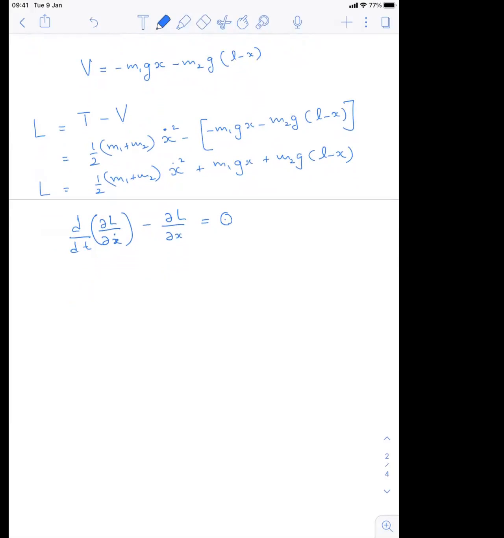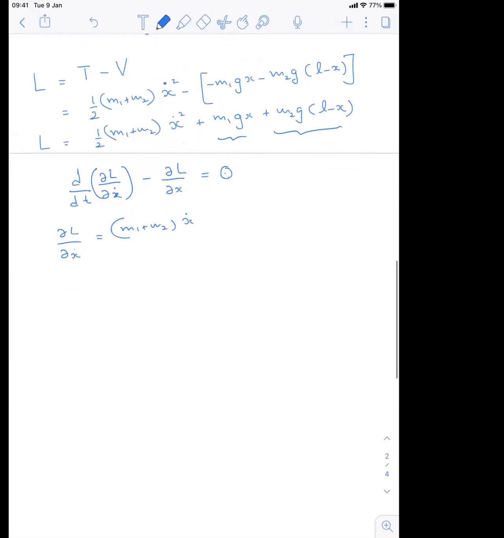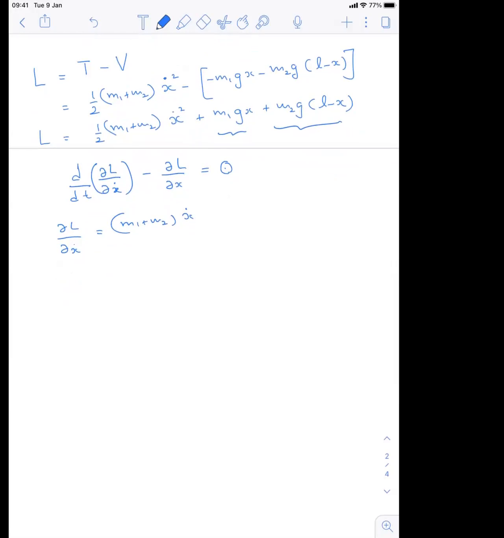So let's first look at what is ∂L over ∂x dot. You don't have any x dot terms in these two expressions, so it only comes from the kinetic energy. That will be (m1 plus m2) times x dot. Now, if you take the time derivative of this expression, that will be (m1 plus m2) times x double dot.